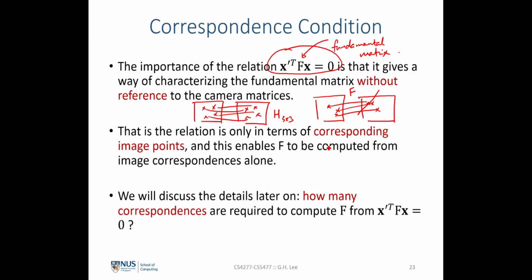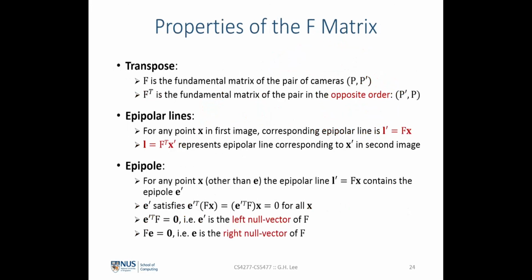And this is of significant importance in this particular equation, which means that we can compute the fundamental matrix directly from the point correspondences without any knowledge of the 3D scene nor the 3D geometry of the camera poses. We'll discuss later on how many point correspondences are needed to compute the fundamental matrix from this correspondence equation. Now, let's look at some properties of the fundamental matrix.